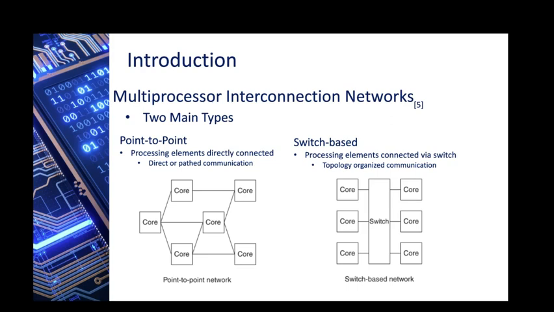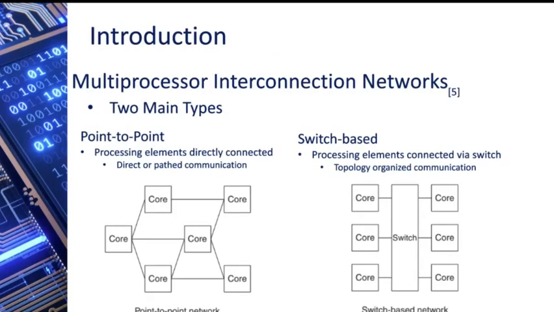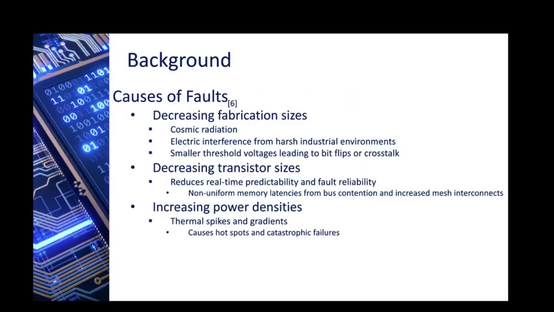Multiprocessor interconnection networks. There are two main types. First, there's the point-to-point interconnection, in which processing elements are directly connected, either by direct or path communications. And switch-based interconnection networks, where the processing elements are connected via switches and the topology organizes the communication.